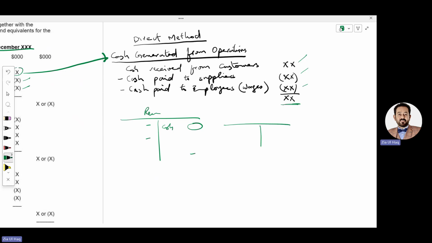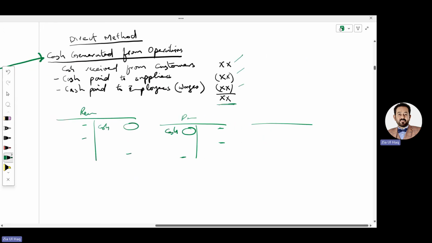For cash paid to suppliers, you have to open the payable ledger: its opening balance, its closing balance, and cash purchases, and you have to find the balancing figure, cash paid to suppliers. For wages and salaries, you might have an accrued wages account, with opening balance, closing balance, and the charge to the profit and loss account, and you need to find the cash payment as the balancing figure.